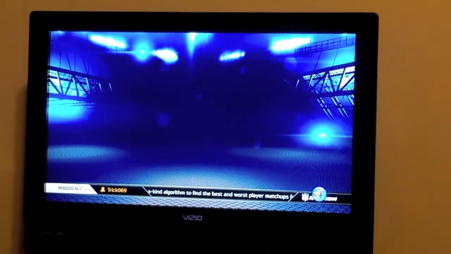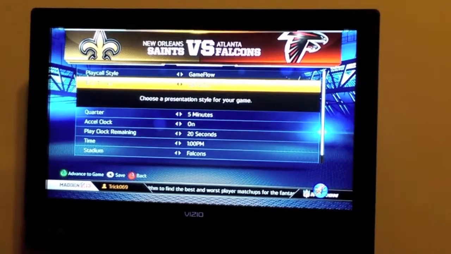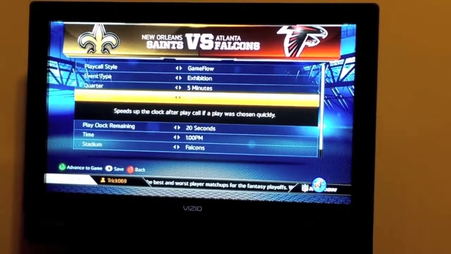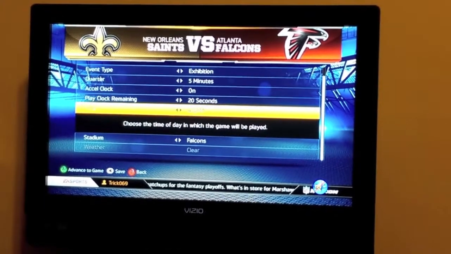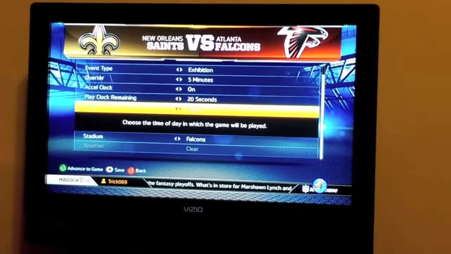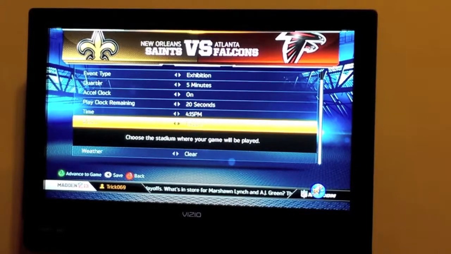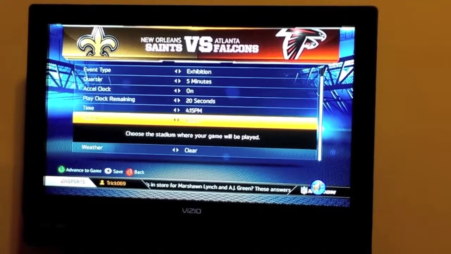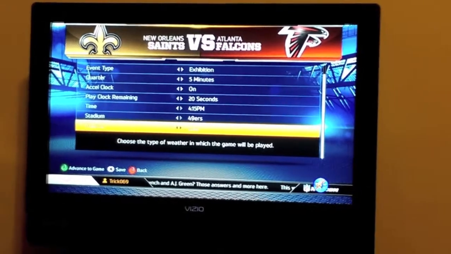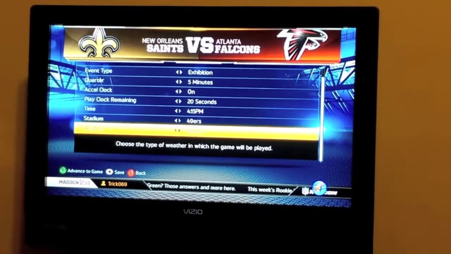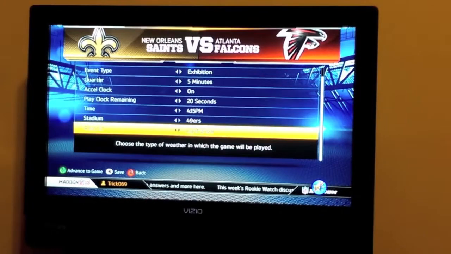Once we start up a game, we can change the settings for each game. We chose to keep the time the same for each game played at 4:15 p.m. Here you can pick which stadium you're at, and for the weather, we chose to have it clear or to have it as heavy rain.